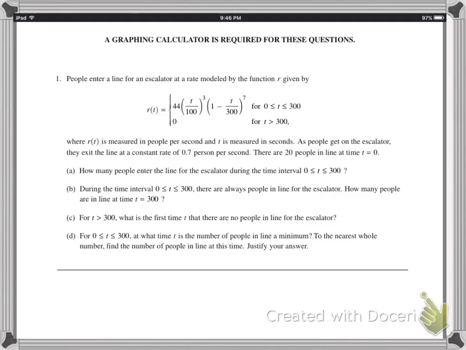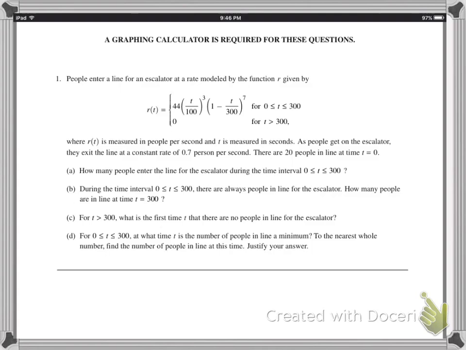People enter a line for an escalator at a rate modeled by the function r, which is given by this piecewise defined function. Now, before I continue, let me say this question has a lot of words, and it's their attempt to put a real-world problem on the test. And I should say real-world in quotes, because who knows how real-world this is. But they're trying to give you a context that would be based on a real-world application of some calculus.